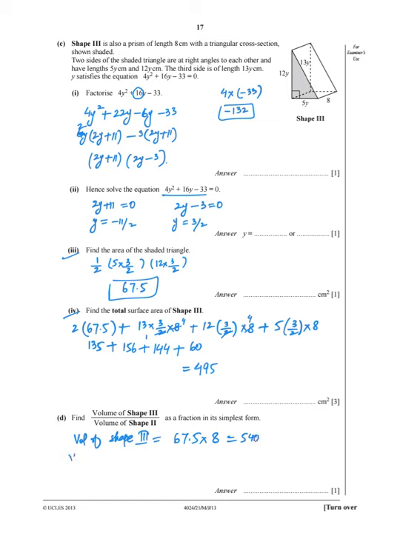Alright, and the volume of shape 2 is already given in the question in the previous part, that is 1500 centimeter cube. So we need to divide those volumes, so it will be 540 divided by 1500, and the ratio will be equal to 9 divided by 25. So that is your answer.